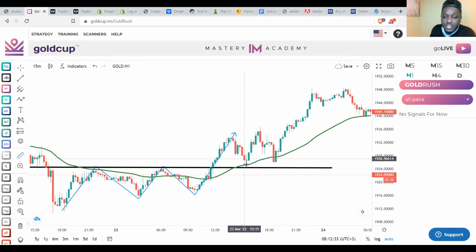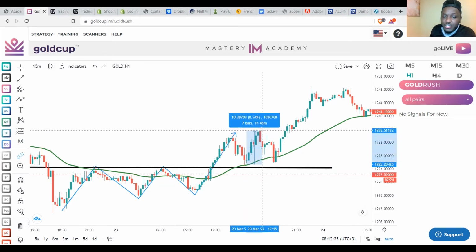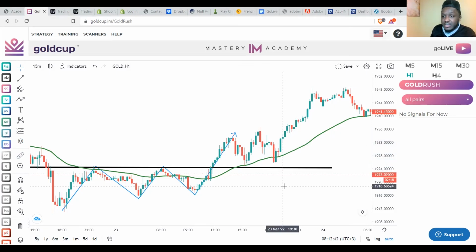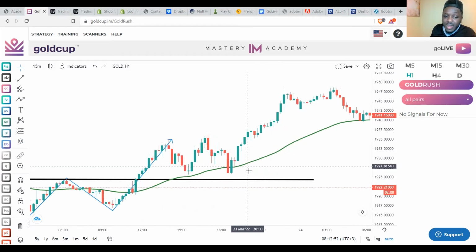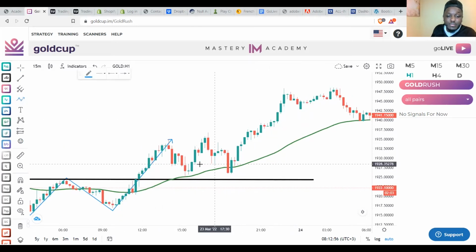Okay, so you can see just based on that knowledge, you could have caught 10 pips right there, right? That's a clean 10 pips, okay? It's a clean 10 pips you could have caught for sure, just based on the knowledge that you have, right? Now, that was your first move right there. This would have been your first move.